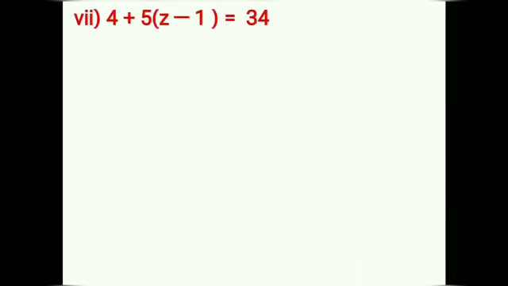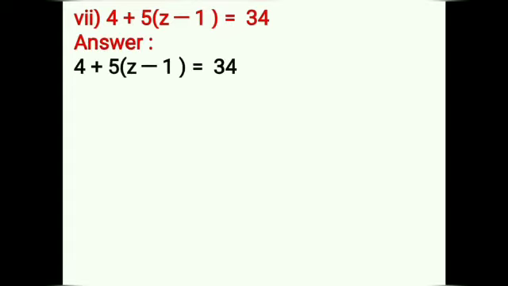So see here, question number 2, seventh question is: solve the following equation 4 plus 5 into bracket z minus 1, which is equal to 34. So now first write down the given question as it is.